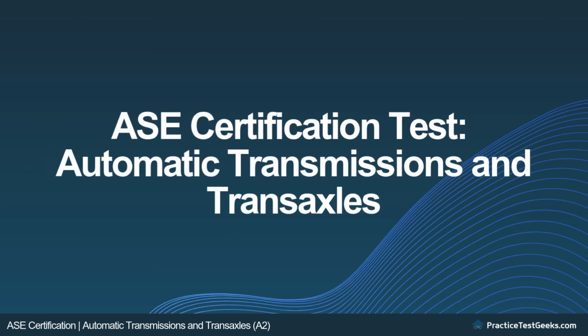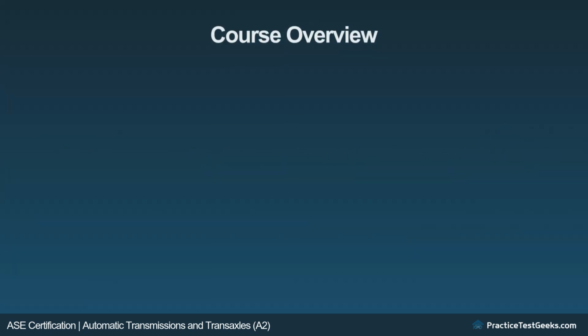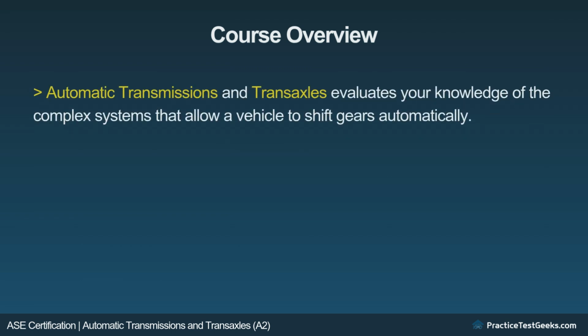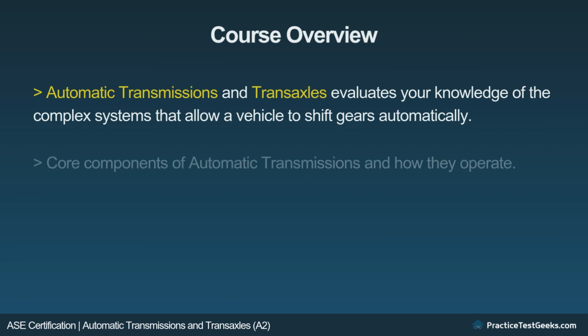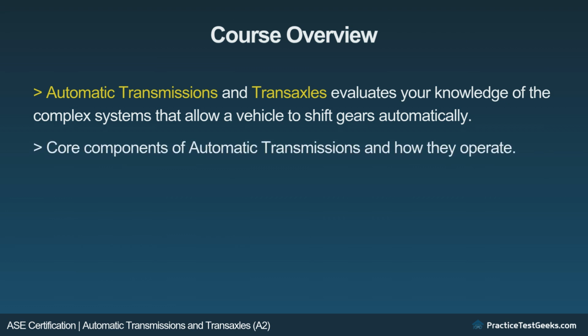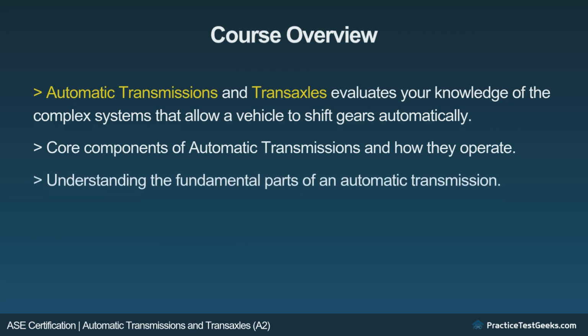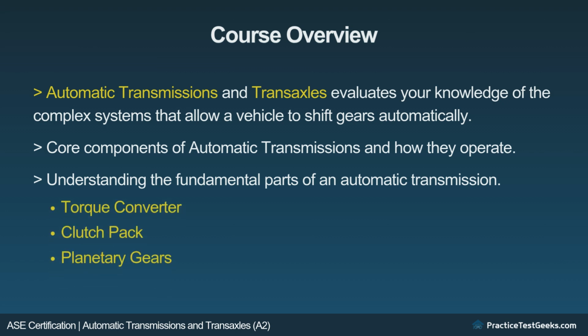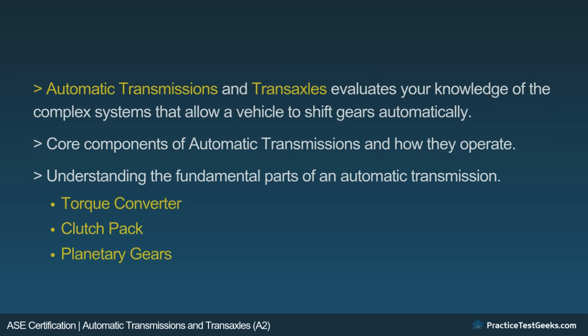Automatic transmissions and transaxles. The ASE certification test A2, Automatic Transmissions and Transaxles, evaluates your knowledge of the complex systems that allow a vehicle to shift gears automatically. This lesson focuses on the core components of automatic transmissions and how they operate. Understanding the fundamental parts of an automatic transmission, such as the torque converter, clutch pack, and planetary gears, is critical for passing the ASE A2 test and performing maintenance and repairs on these systems in real-world applications.